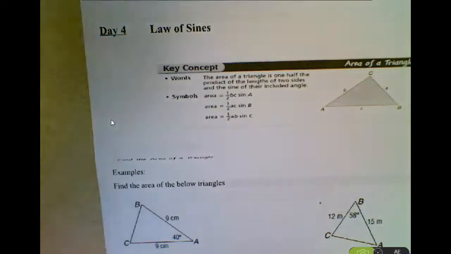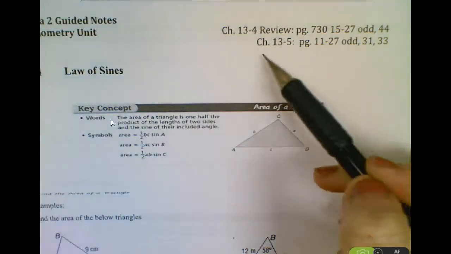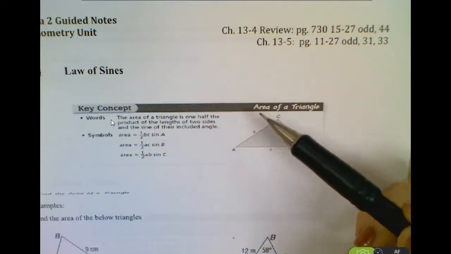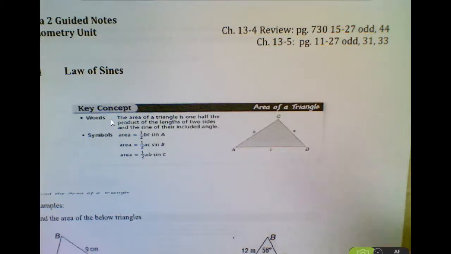Okay, so now we're on day 4 for your trig unit, and today we'll be working on law of sines and law of cosines. You probably remember law of sines from geometry, at least the phrase law of sines. I'm going to be giving you a packet of practice problems, both just straight math problems and then application problems in class, and these are additional problems that you can do out of the book.